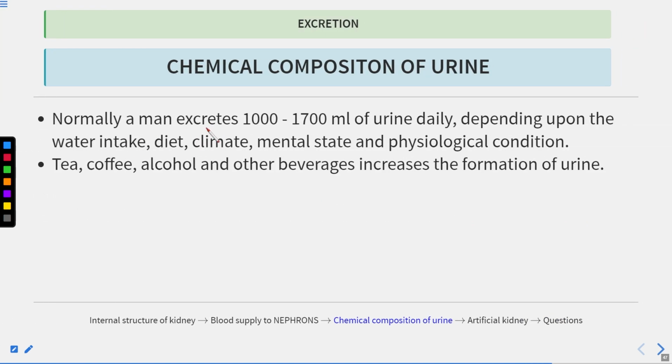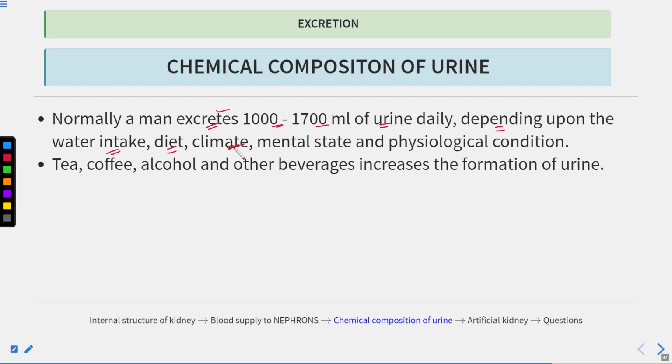Now, normally a man excretes 1000 to 1700 ml of urine per day depending upon the water intake. So, if the water intake is more, urine produced will be more. Okay. Now, diet also determines the amount of urine. The climate, whether it is hot or cold, also determines the amount of urine excreted by humans.